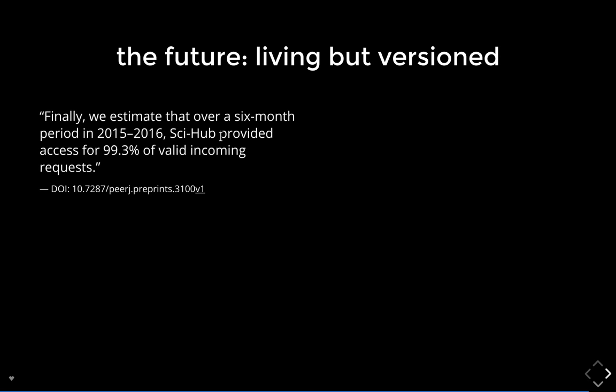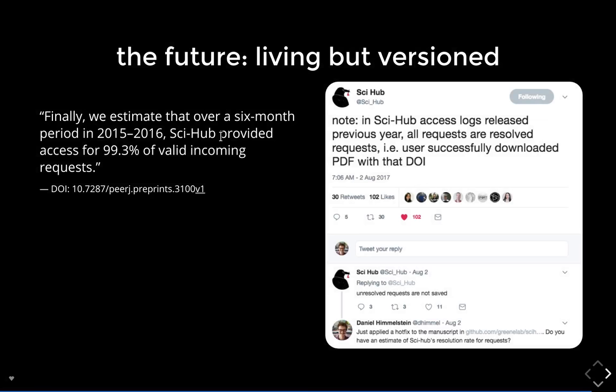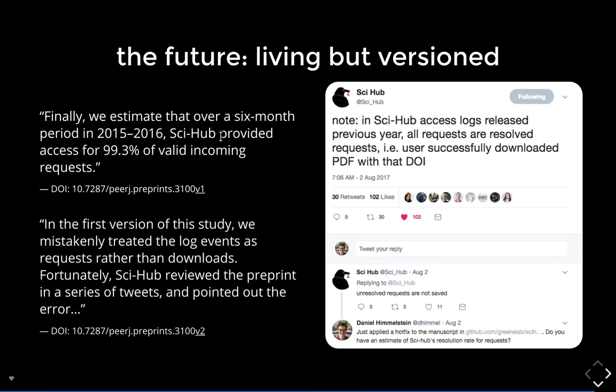In the first version of our preprint, we said we estimate that over a six-month period, Sci-Hub provided access for 99.3% of valid incoming requests. This is wrong, but we didn't know that. And we found that out because Sci-Hub tweeted, in Sci-Hub access logs released previous year, all requests are resolved requests. User successfully downloaded PDF with that DOI. And the way it was described in the article, it made it seem like they were just all the requests rather than all the successful requests.